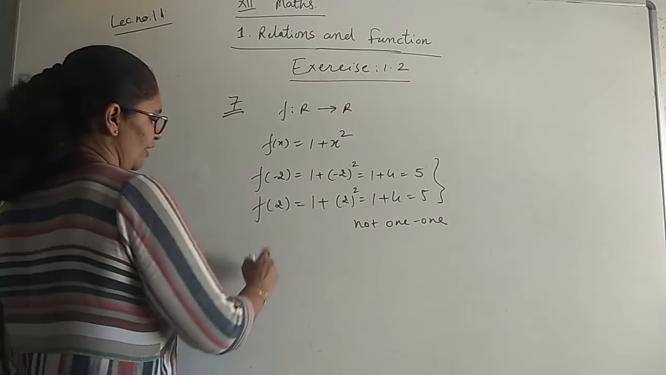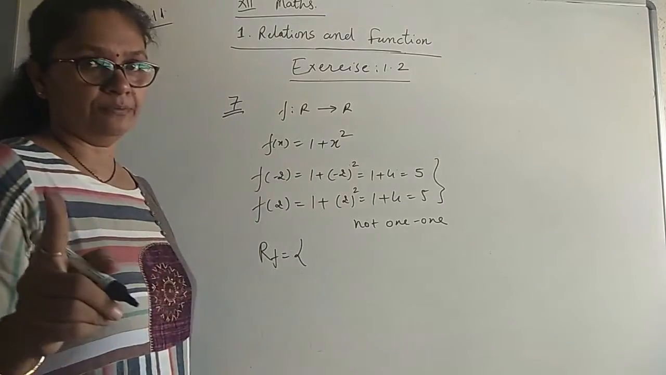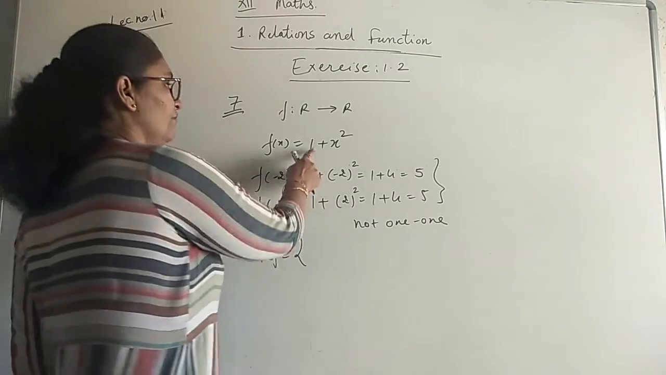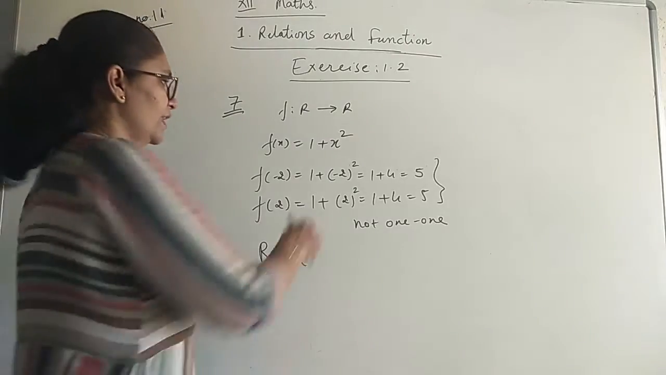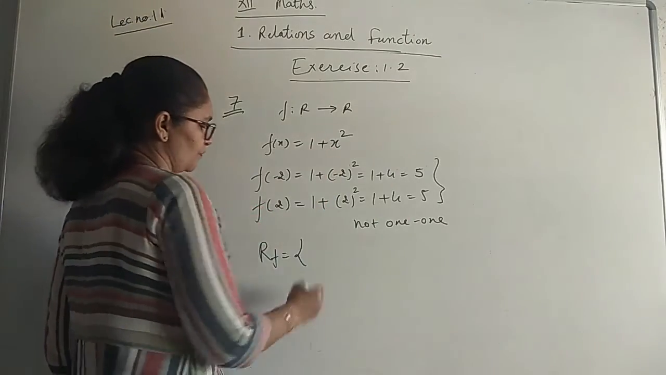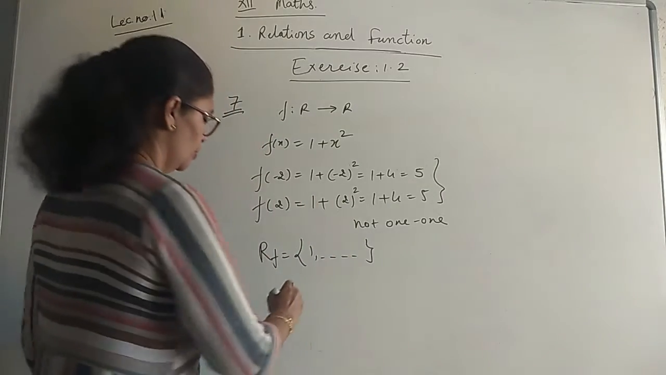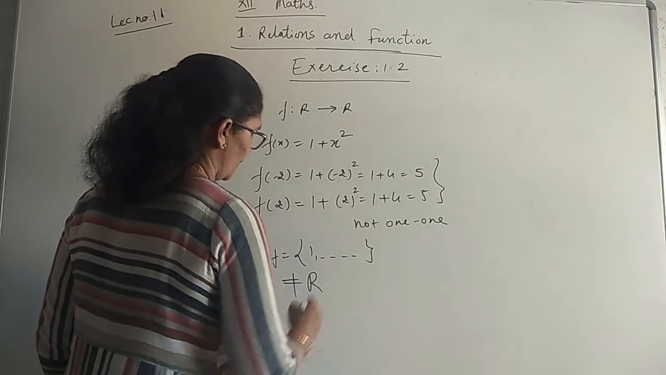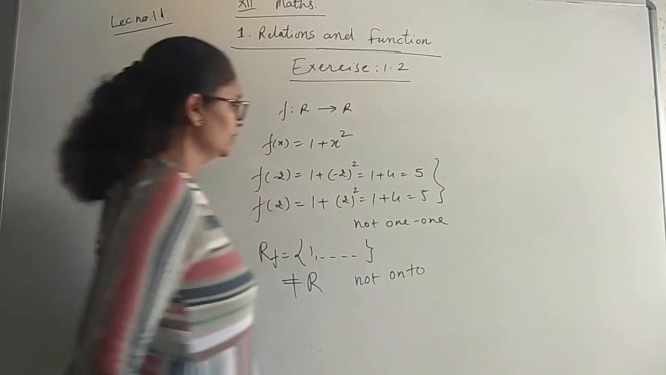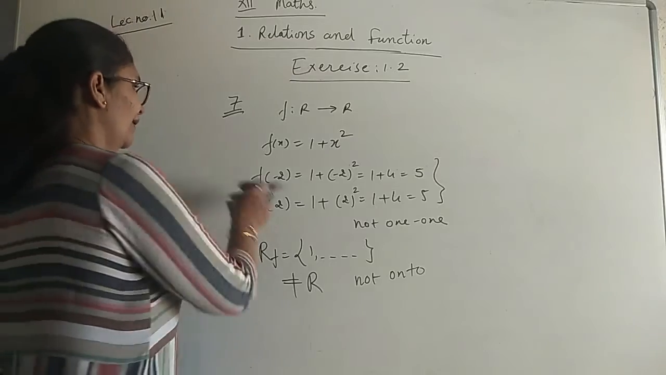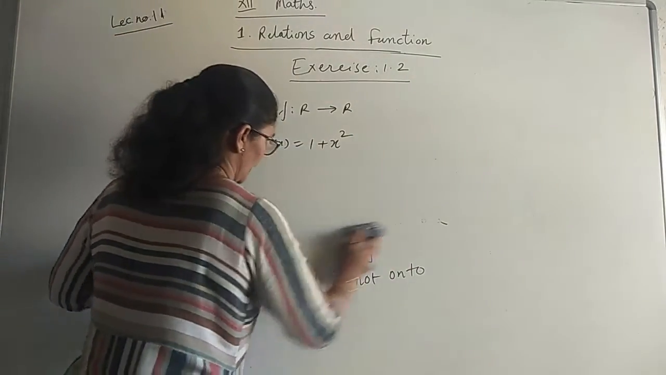Now the same way, when you find the range of the function, you get only positive numbers. And which numbers? More than or equal to 1. Because here suppose the lowest number you consider is 0, then square of 0 is 0 plus 1. So the number must be at least 1, not a negative number. So the range is not equal to R. So not onto. So this one we have shown by example. Now let's prove by definition, so we can understand how to write it.